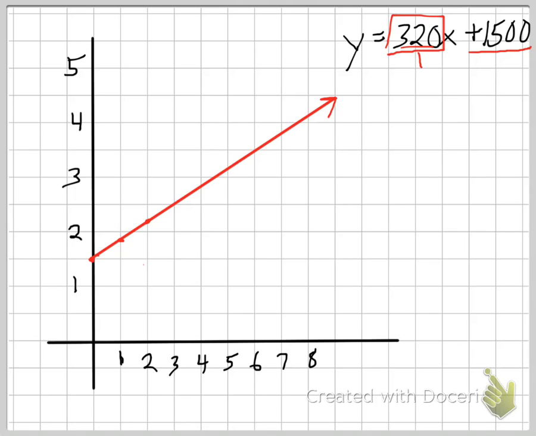All right, and then when it asks you to interpret for number 11, they want you to realize this is our rate of change. It's what's happening. As each hour passes, 320 is how it rises. That is the starting point.